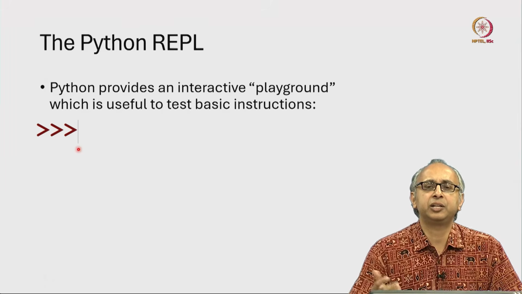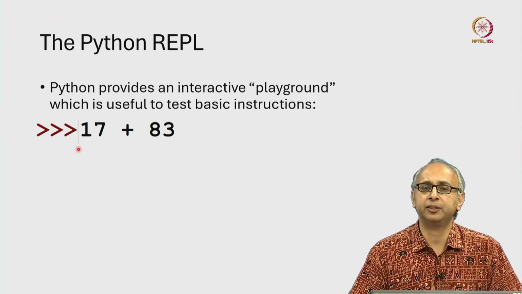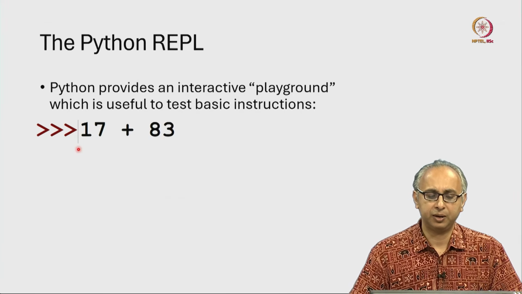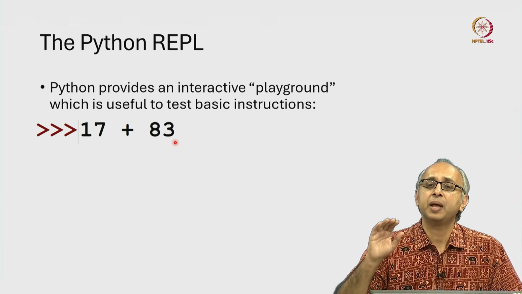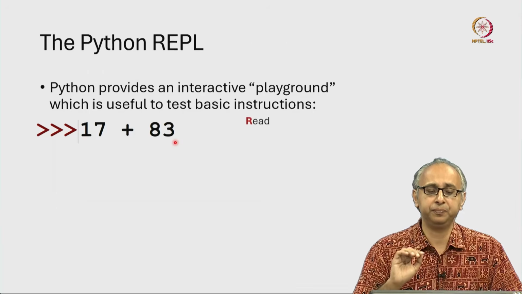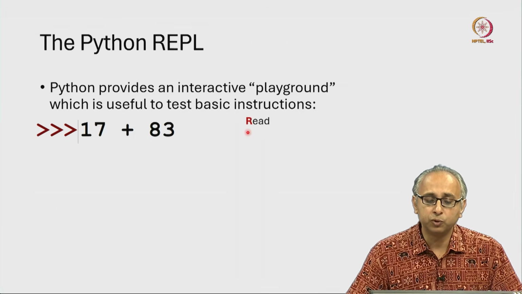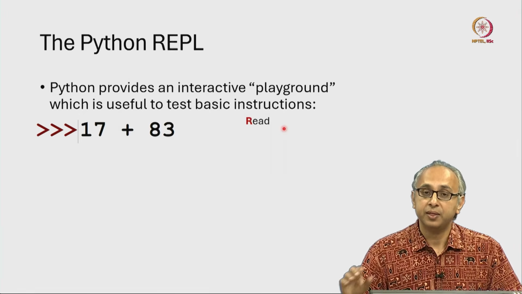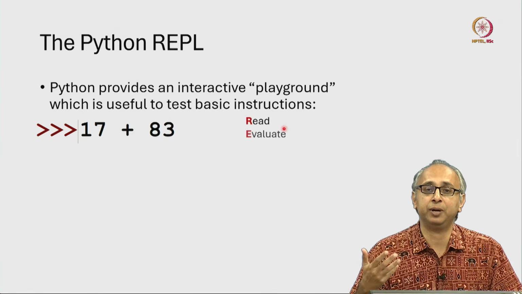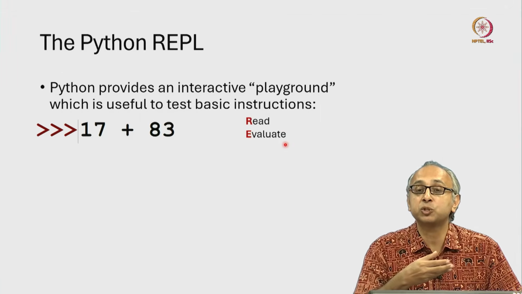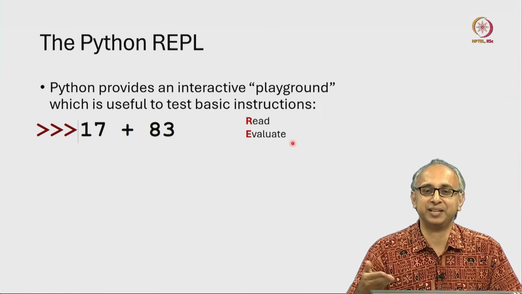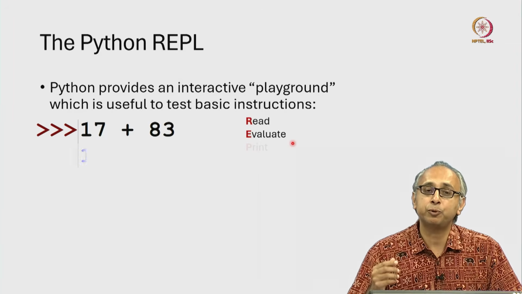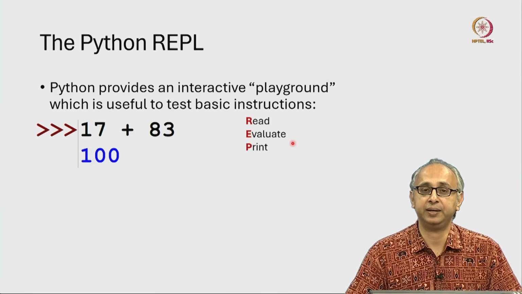So just like in a calculator, you might want to do a calculation like this, we will just type 17 plus 83. Now the cursor will be at the end here, and when we press enter, the REPL will read what we have just typed. Then it will evaluate this expression. So of course 17 plus 83 is 100. So it will evaluate this, and then it will print that answer on the next line.